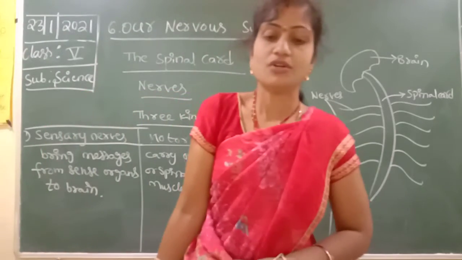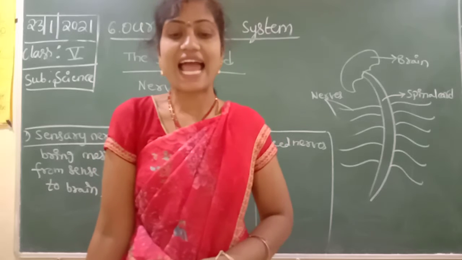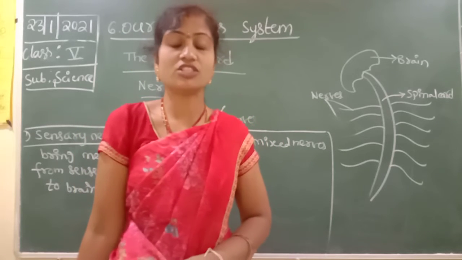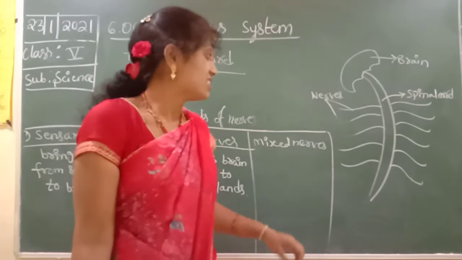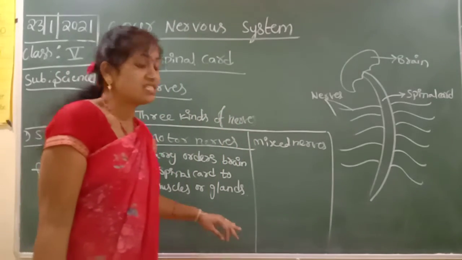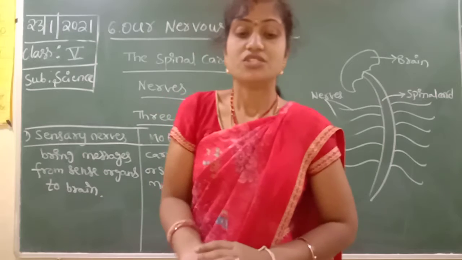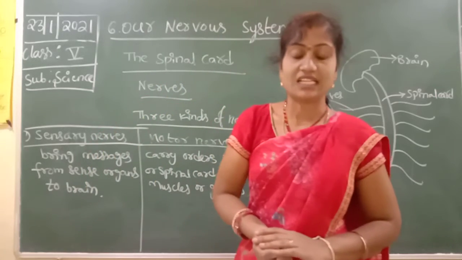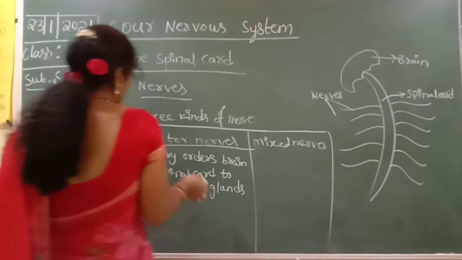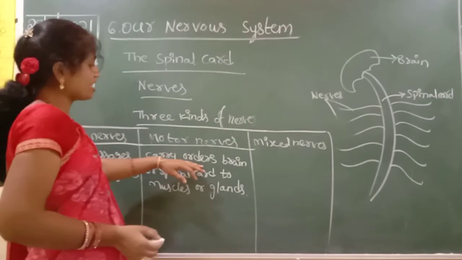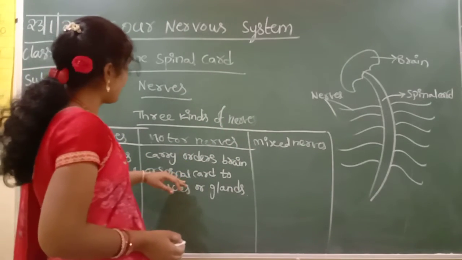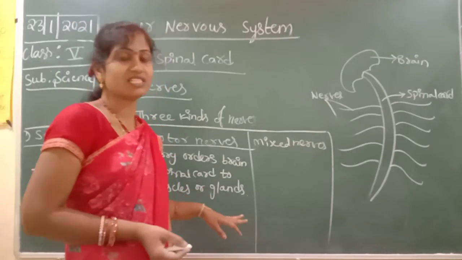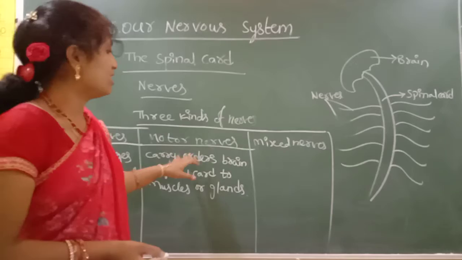The nerves which carry orders from the brain or spinal cord to the glands or muscles are called motor nerves. Motor nerves carry orders from the brain or spinal cord to muscles or glands.